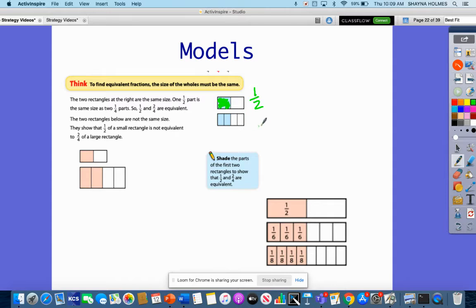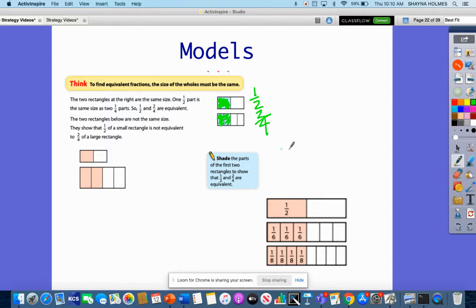So the two rectangles at the right are the same size, and this one shows 1/2, and this one is divided into fourths, but it shows two pieces shaded. So we know that 1/2 is equal to 2/4. So you think about half of something. What are some other halves? If I had 6 pieces, what would be half of 6? Well, it would be 3. And if I had 8 pieces, how many would be half? Well, 4 would be half. So we have a lot of fractions that are going to be equal to 1/2.